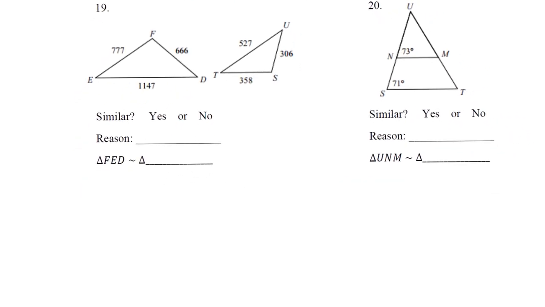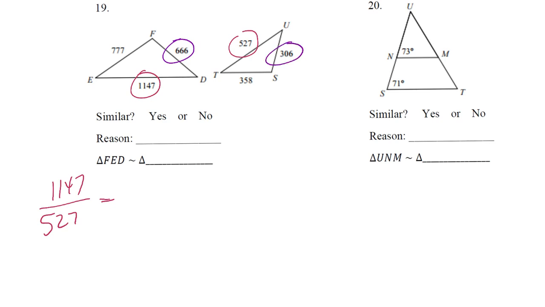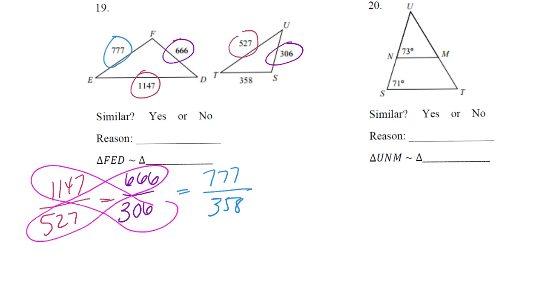All right, so I'm going to do the biggest side and the biggest side. So I'm going to do 1147 over 527 equals, and then I'm going to do the smallest, so 666 over 306. Make sure the ones that are on the same triangle are written together. And the last one, 777 over 358. And now we need to cross multiply them. Yes, you're going to have to do this twice.